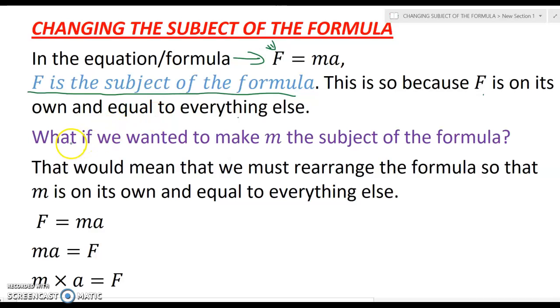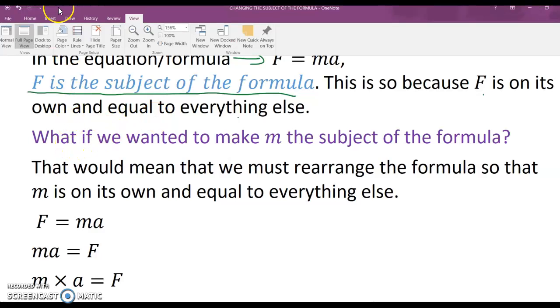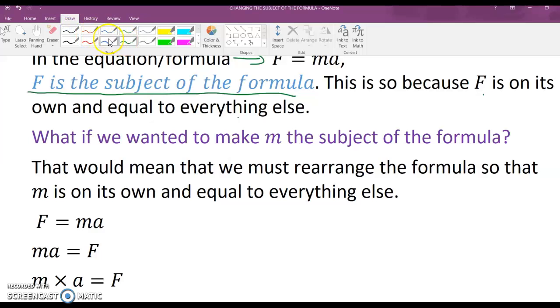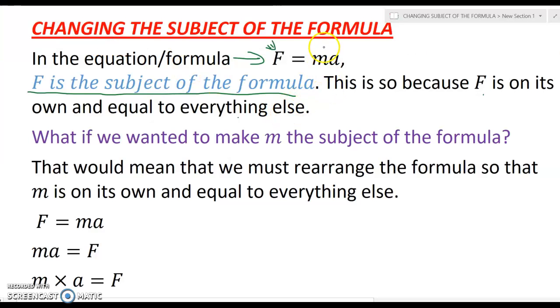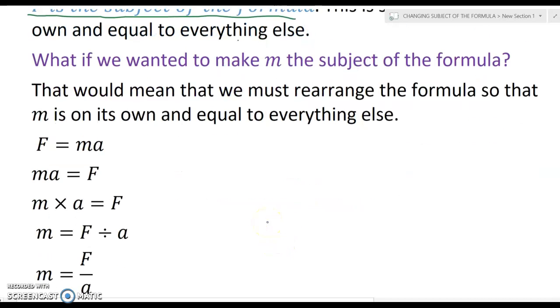So now, what if we wanted to make one of the other letters the subject of the formula? What if we wanted to make this M here the subject of the formula? Let's look and see how we would do that.